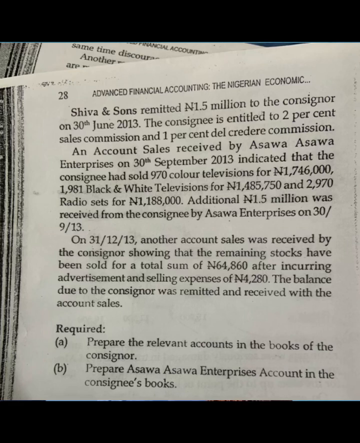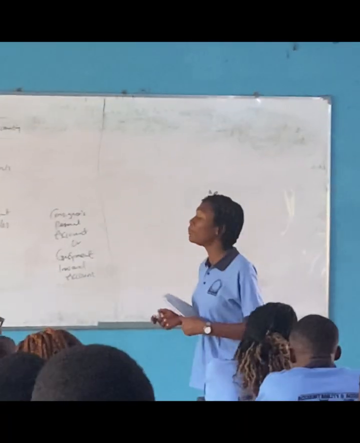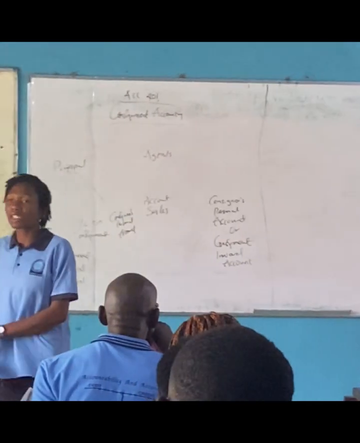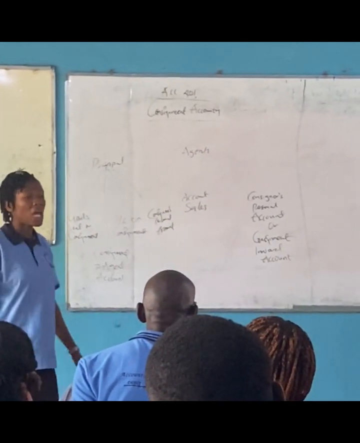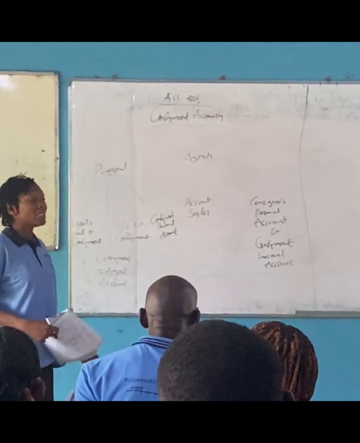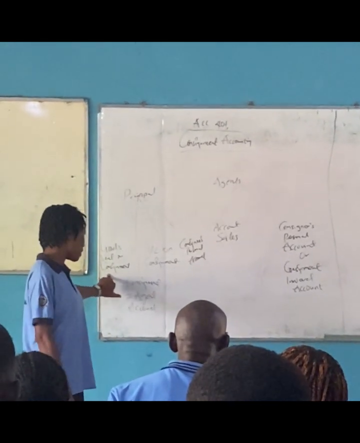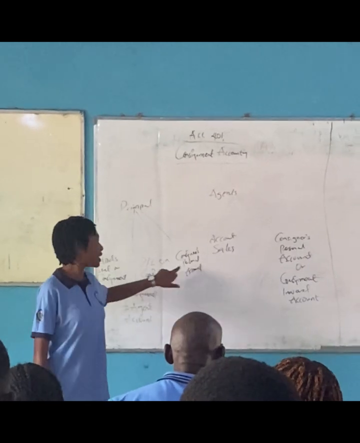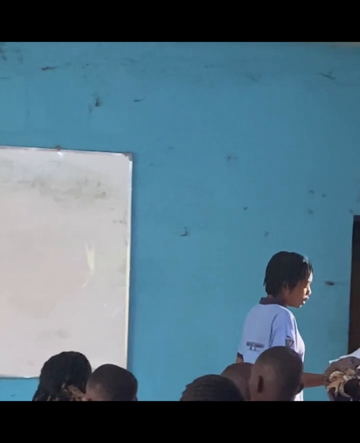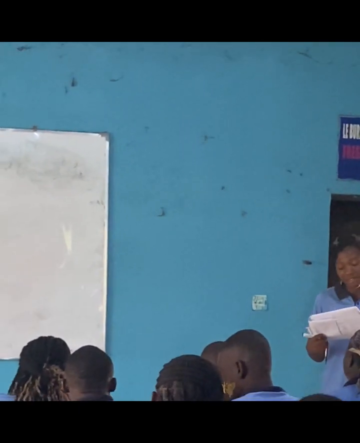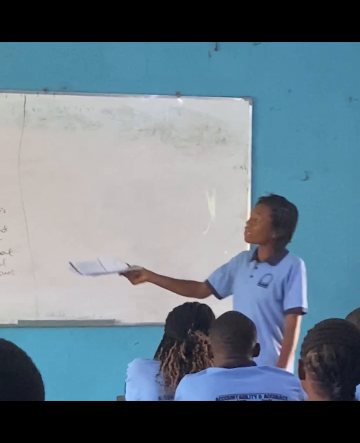Now we are required to prepare the relevant accounts in the books of the consignor. And then prepare Asawa Enterprise account in the consignment book. The principal cannot prepare any of his accounts, especially this one. Are we there now? Yes. The principal may be able to prepare this first one. But you see this one and this one, he cannot prepare them without the account sales. So if we are asked to prepare all the relevant accounts in the books of the consignor, the consignor is the principal.